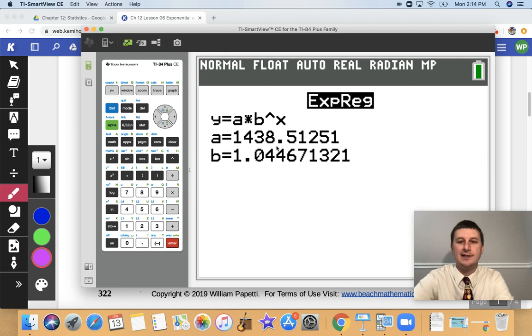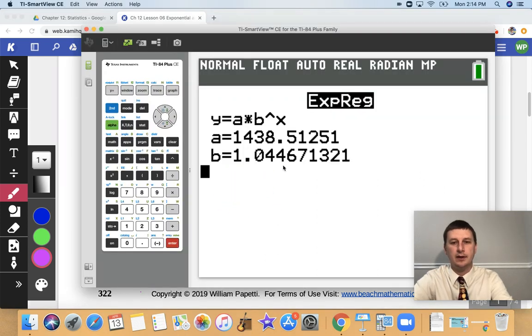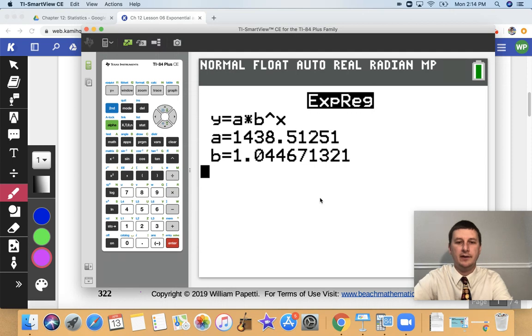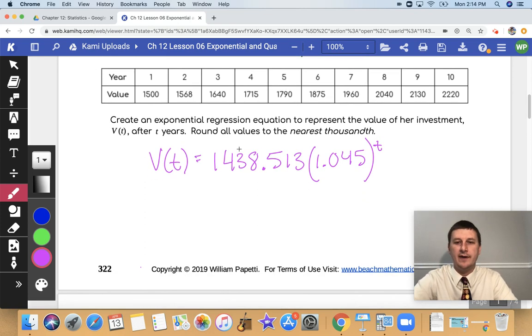And it says we want to round to the nearest thousandth. So we have our tenth, our hundredth, and our thousandth. So this is going to be 1,438.513. So we're going to have V of t is equal to 1,438.513 times the B value, which is going to be 1.045, we'll round that up, 1.045 to the power of t. So this is our exponential regression equation, and that represents the value of her investment.